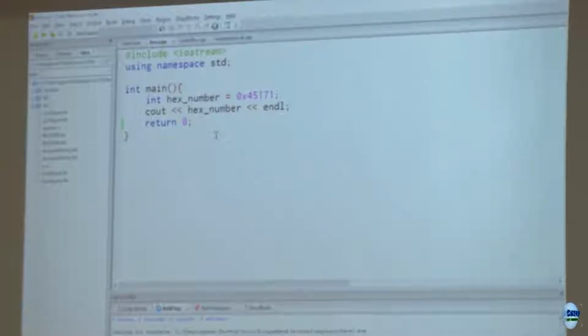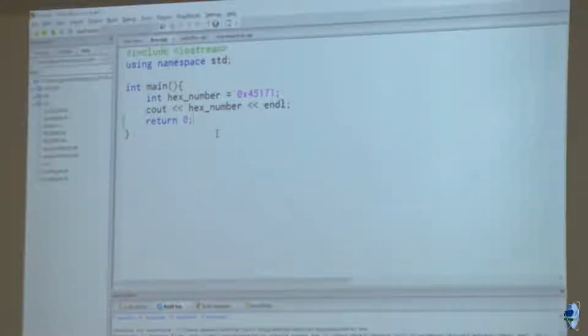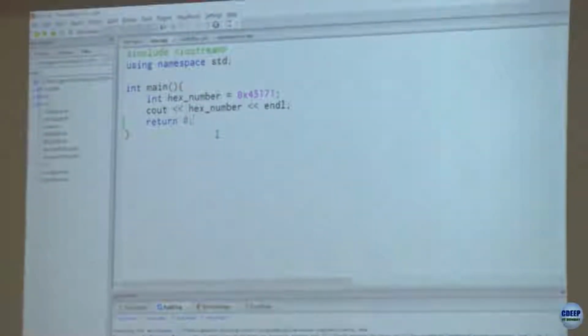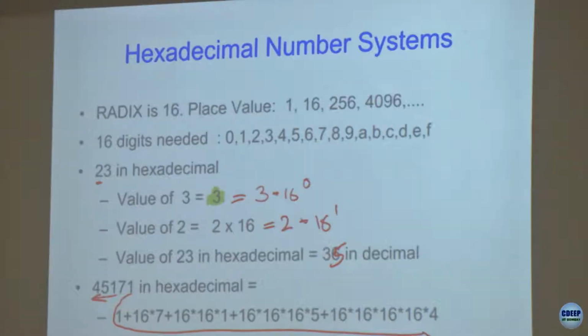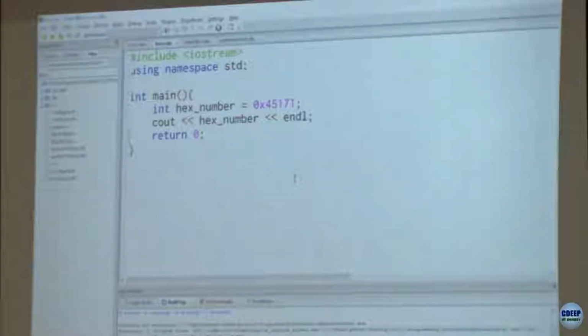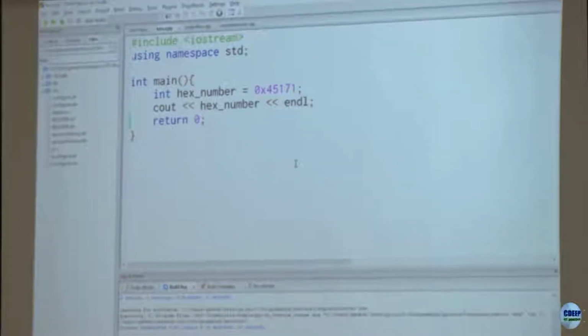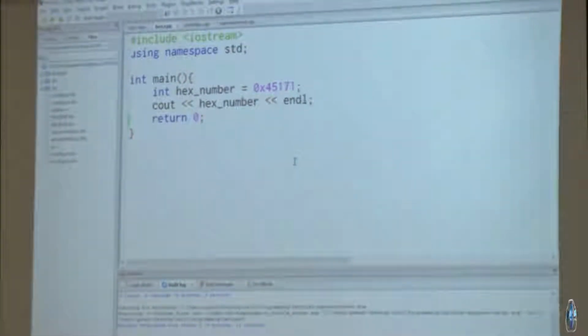Okay, so now how do I represent hexadecimal? I'll put a 0x prefix. Int hex number is 0x. Is this visible? So 0x45171, that's my representation. However, when I do a cout, it's going to print this number in decimal because cout is supposed to interpret things in the decimal form.